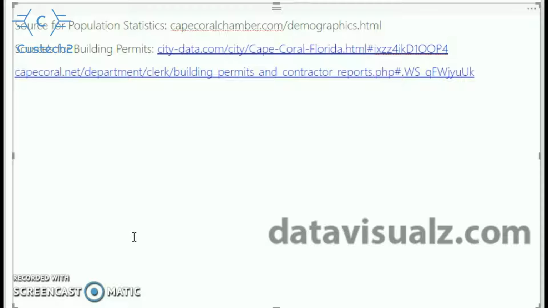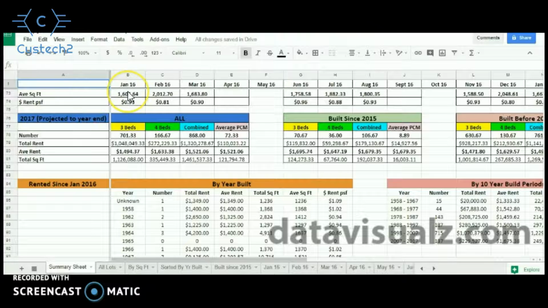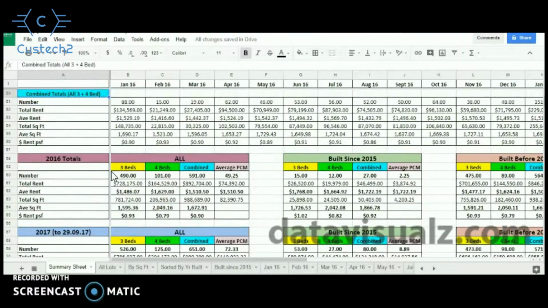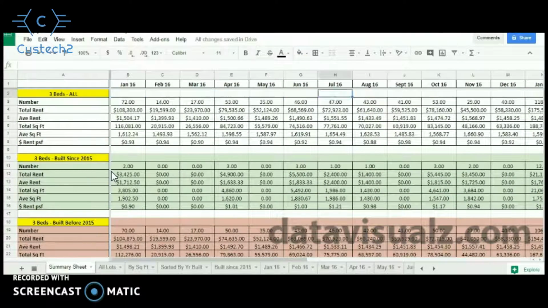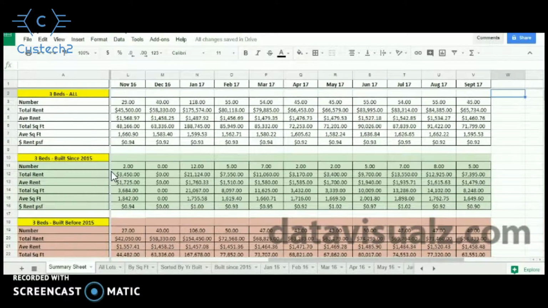So this is the data about Cape Coral, Florida, and this is the data of 2016-17. This is the data source. I've already extracted and transformed the data for you. Here you can see the data. This is the summary sheet. It has all the data about 2016, 2017, and this data is about rent. You can see it's organized on a monthly basis.